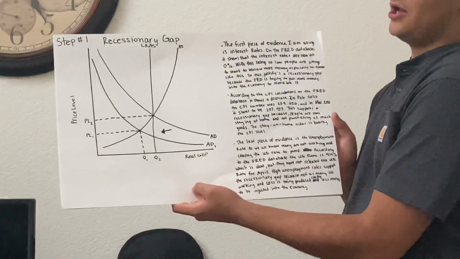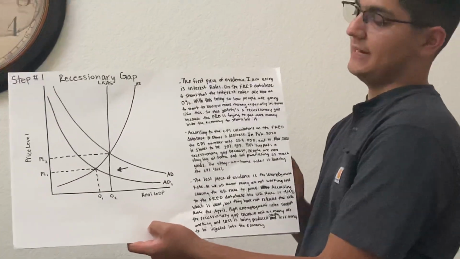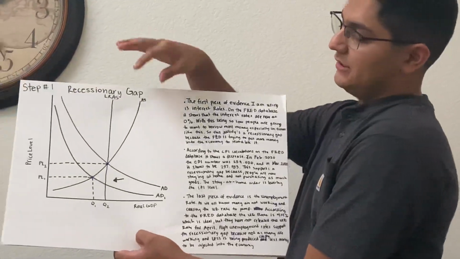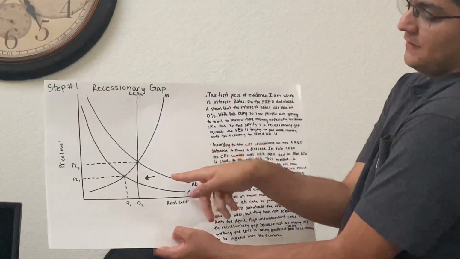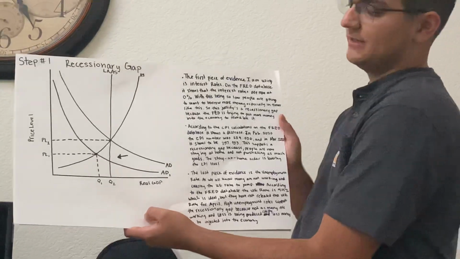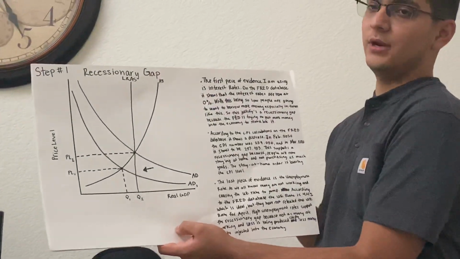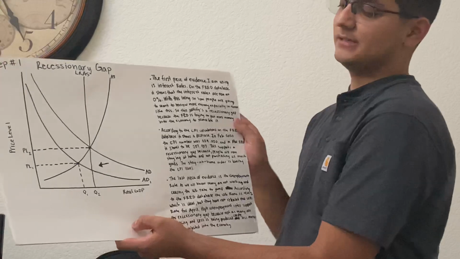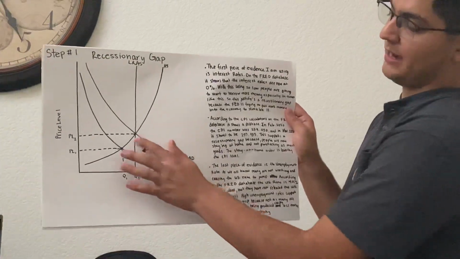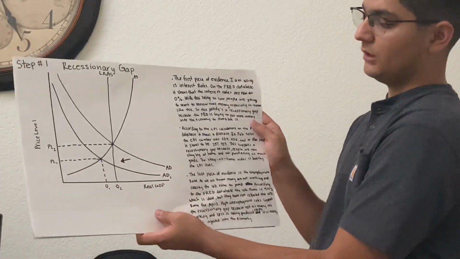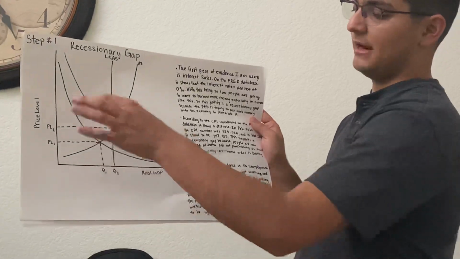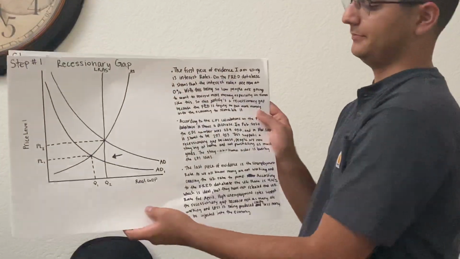I have chosen to show the economy today in a recessionary gap. As you can see in the graph, aggregate demand is shifting left. As aggregate demand shifts left, as people stay at home, not purchasing as much, prices are going down. So as demand goes down and prices go down, that shows a recession itself.